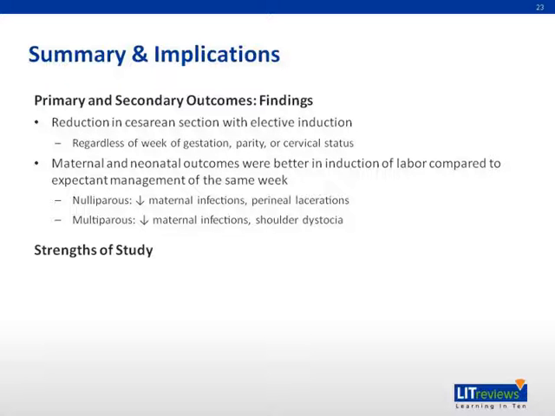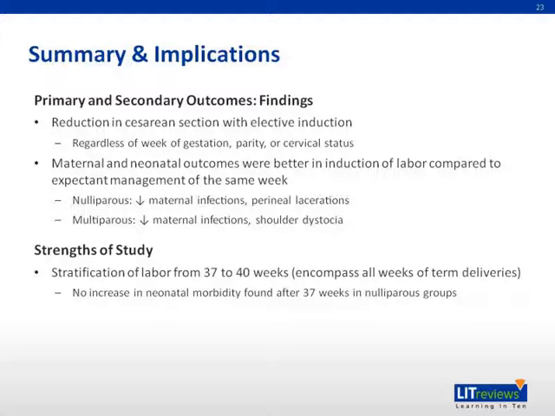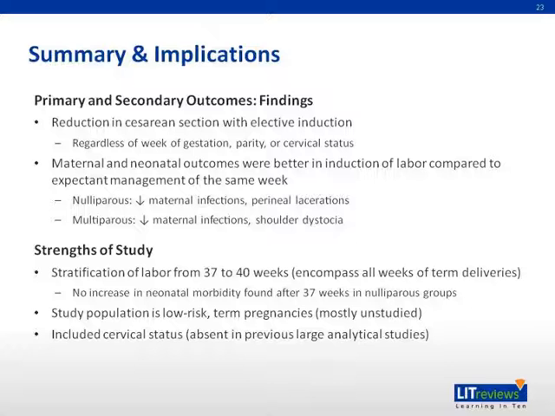Some of the strength of the study included the stratification of labor from 37 weeks to 40 weeks gestation, which encompassed all weeks of term deliveries, and they showed there was no increase in neonatal morbidity found after 37 weeks in nulliparous groups. The study population as well is low-risk term pregnancy, which is mostly unstudied previously. Another strength of this study is the included cervical status, which was also absent in previous large analytical studies.